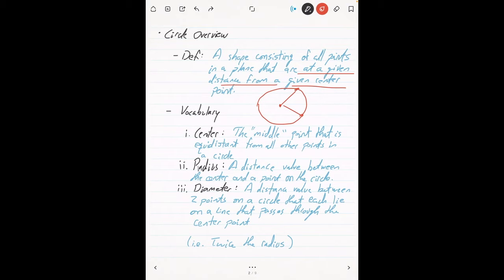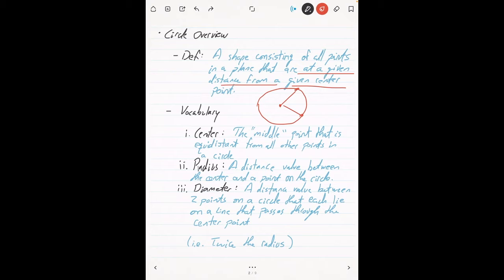Now, there's a couple vocabulary terms we're going to reference that I feel is good to remind people of. The center of a circle is the middle point that is equidistant from all the other points on the circle. The radius is the distance value between the center and a point on the circle. So we keep saying that a circle is the collection of all the points equidistant by a certain distance from the center. Well, what is that distance? That's what the radius is.